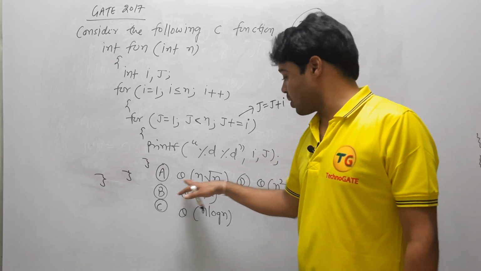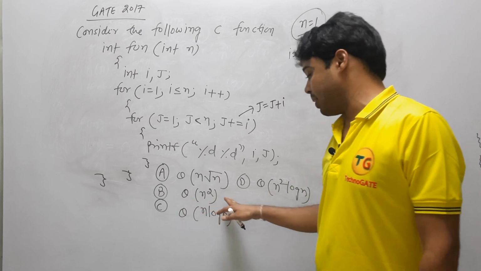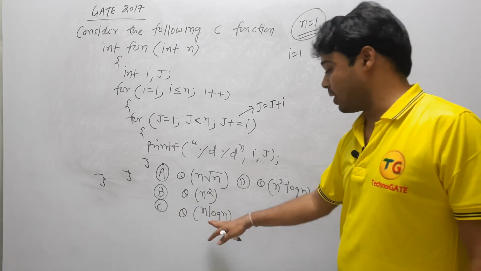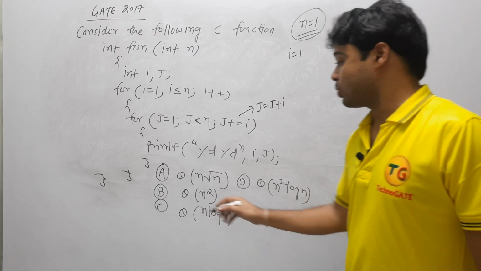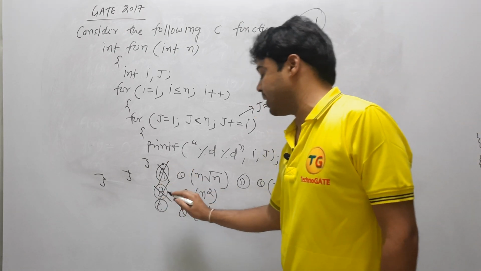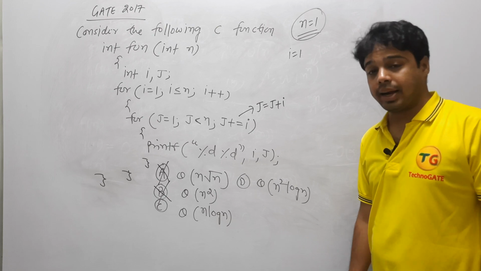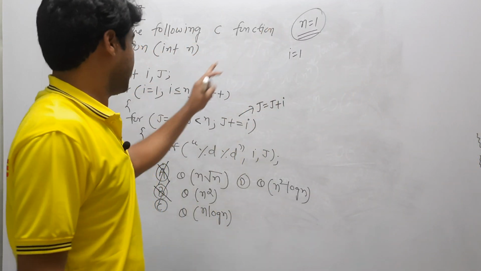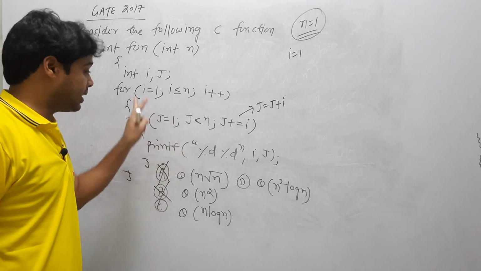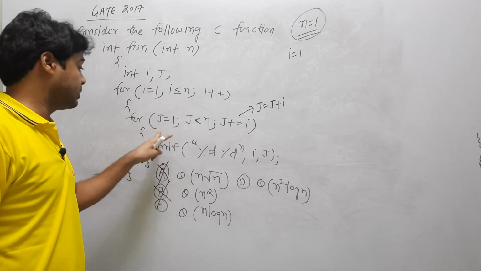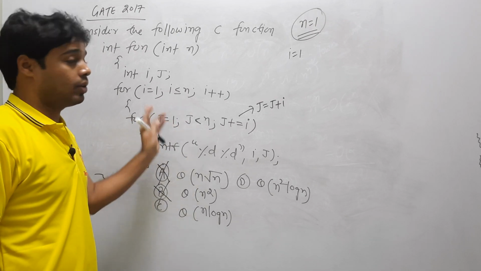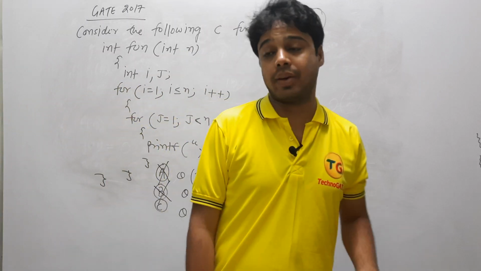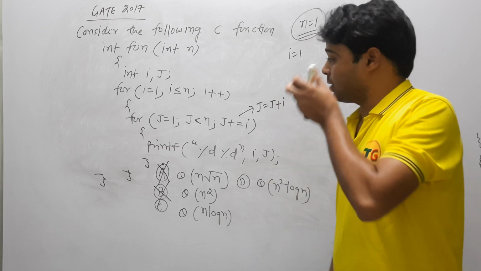Here options A and B give one time, but log 1 is 0, so log n is 0. So A is eliminated, B is eliminated. For n value 1, the loop executes, but inside, j is 1, 1 less than 1, never executed outside the loop. So for n value 1, it never executed. Now let's check further.